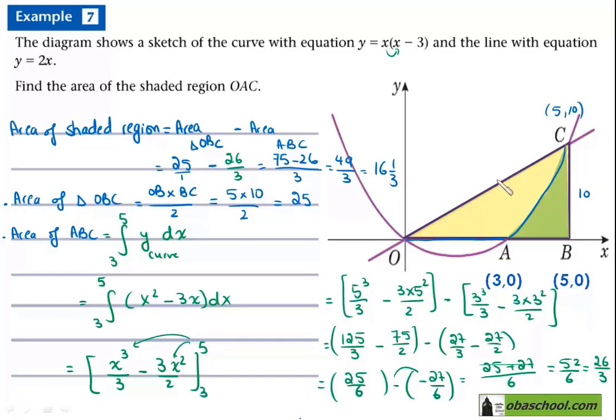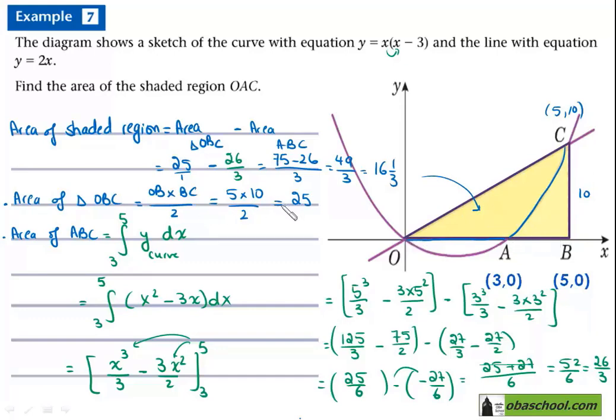This is the area of the shaded region, which is between the straight line, the x-axis, and the curve. Pay attention that sometimes we might need to use the area of the triangle, just like we did here. As a recap, we first calculated the big area, which is the triangle OBC. It is base times height over 2.